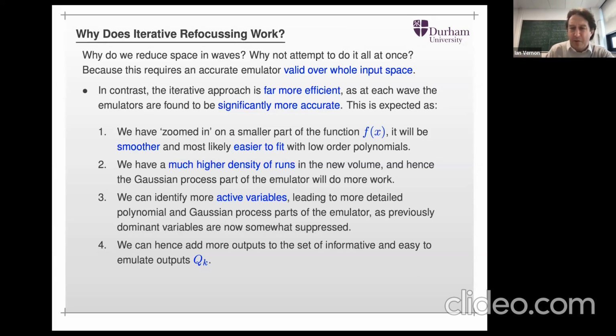You might imagine there's an output that does really weird things in certain corners. It's very hard to emulate it. But once we cut out those corners due to other easy outputs, then it becomes very easy to emulate. So this is a divide and conquer approach, which is really important for high dimensional models, because otherwise you have to do everything all at once. And that can just take you like a billion runs in wave 1. Otherwise you have nothing. So that can be a real gain.